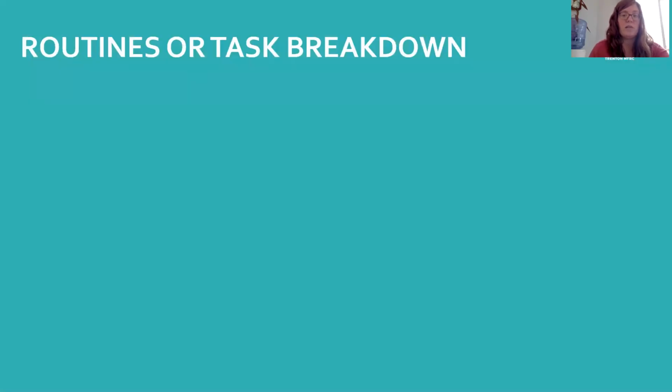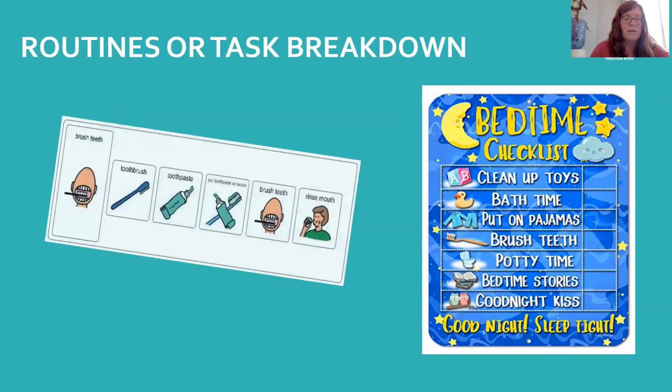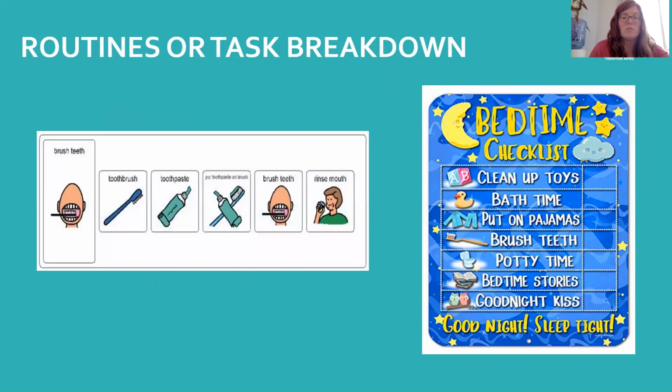The next one is a routine or a task breakdown. So this one can be used to break down, again, a routine or a task into smaller, more manageable pieces to help reinforce the sequencing. So you can see here the example of the bedtime checklist. It will help in terms of smoothing those bigger transitions, in this case from awake to asleep, by giving them a predictable sequence of steps that they take between the two.